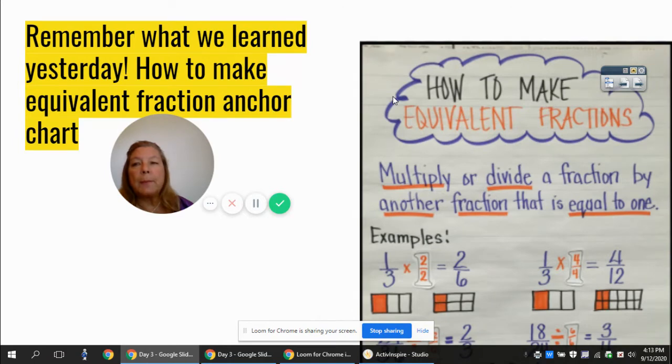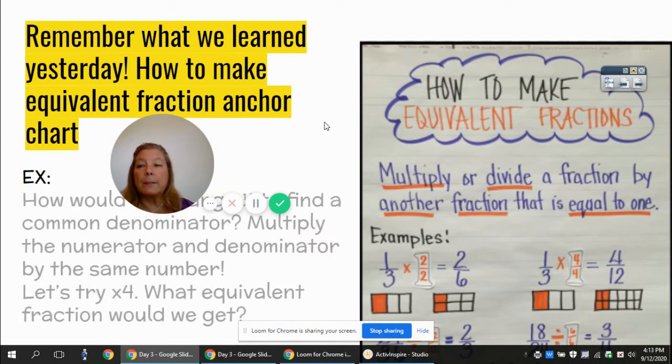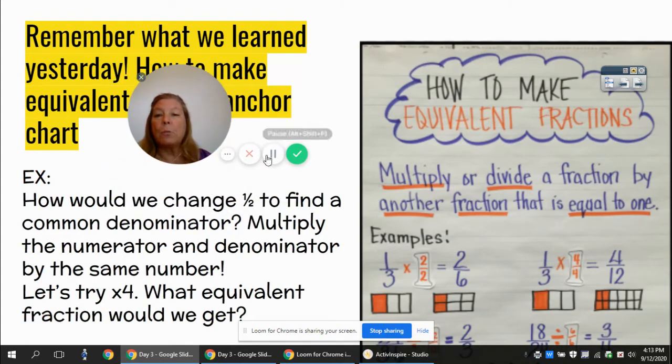Remember we learned yesterday how to make equivalent fractions with an anchor chart? Well, for example, how would you change 1/2 to find a common denominator? Well, we know we're going to have to multiply the numerator and the denominator by the same number. Let's go ahead and try that. 1/2 times 4/4 is going to equal 4/8. That's giving us a common denominator, and we found out that it's an equivalent fraction.